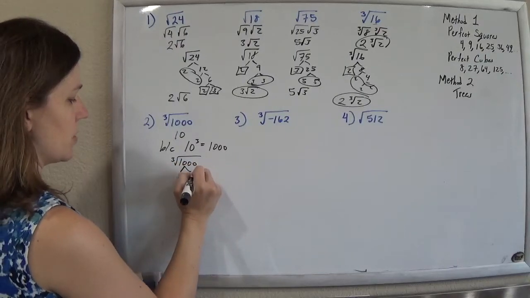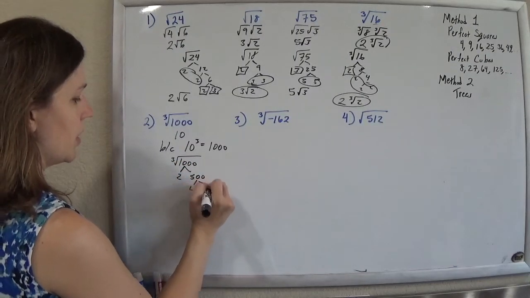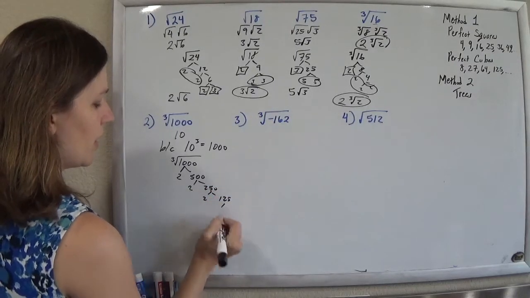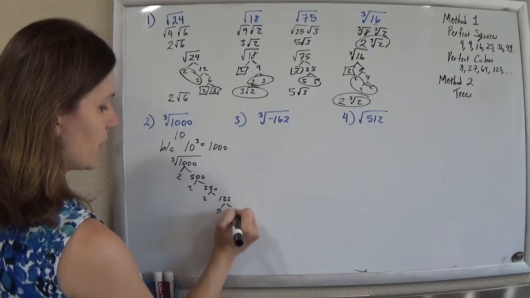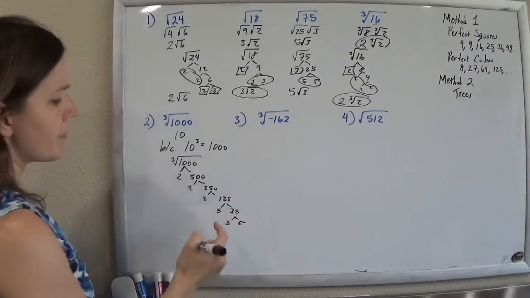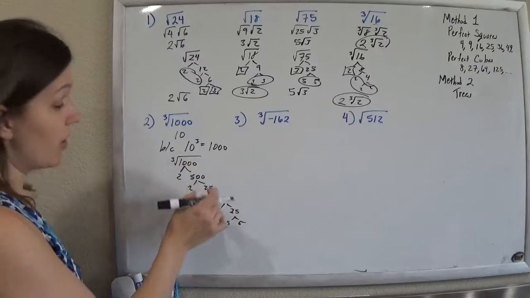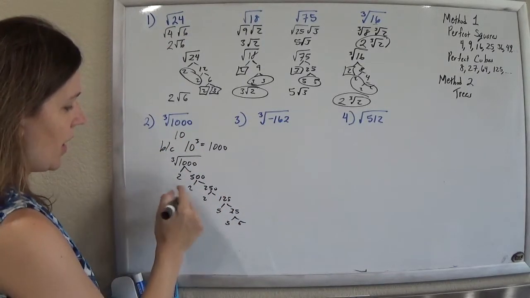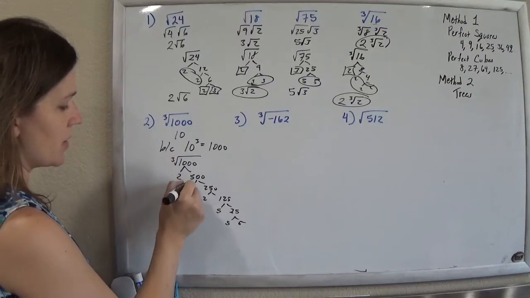Sometimes I just go by twos. So I go 2 and 500, 2 and 250, 2 and 125. Let's see, ran out of twos, so 5 and 25, 5 and 5. And so however you started off, if you had started off with a 10 and 100, you'd end up with the same factorization. And so we take out groups of 3 because it's a cube root.